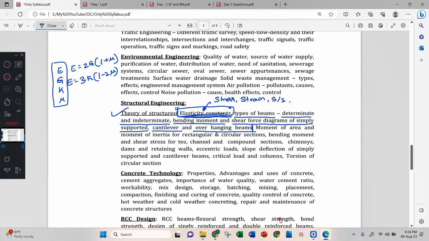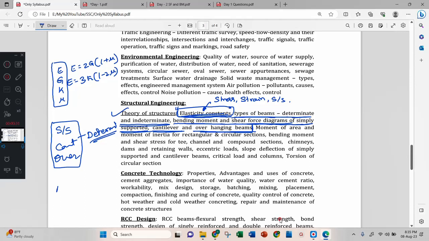Now we'll start with the types of beams: determinate, indeterminate, bending moment, shear force, and for simply supported and cantilever and overhanging. From this, we will come to know that simply supported beam, cantilever, and overhanging, only these three beams are mentioned in the syllabus. Means they are interested in only determinate structures. They are not interested in indeterminate structures.